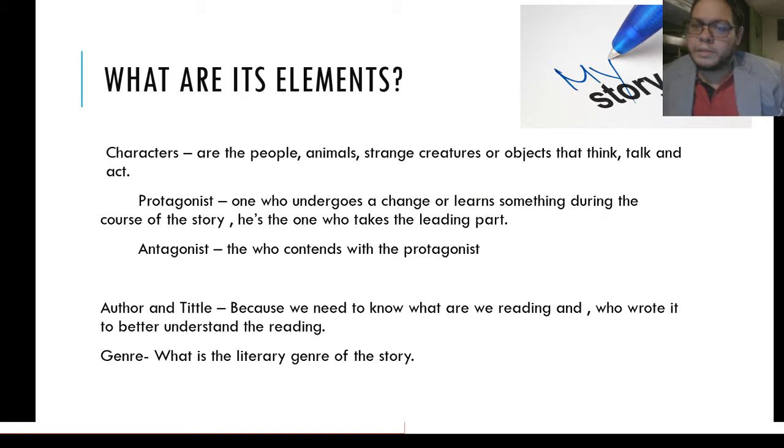So what are its elements? Well, the characters are the people, the animals, strange creatures, or objects that think, talk, and act. So they're people too. For example, we can take The Beauty and the Beast. It is a story where the main character is an animal, but it's a person, and you see talking pots and pans and objects that think, talk, and act.